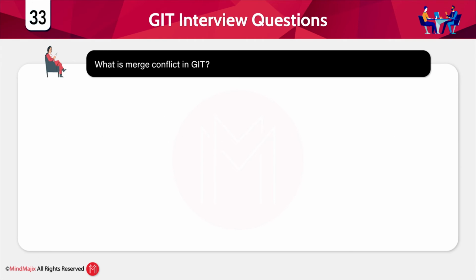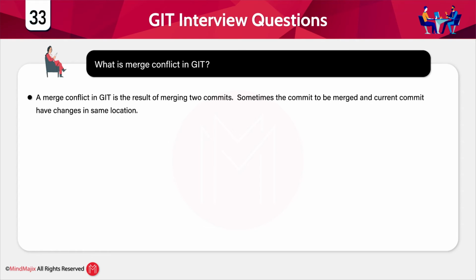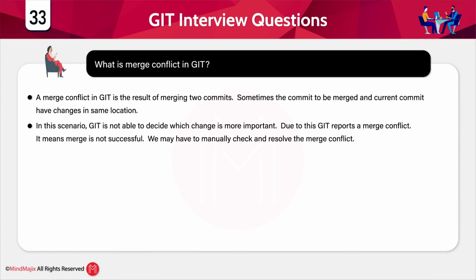What is a merge conflict, guys? A merge conflict in Git is the result of merging two commits. Sometimes the commit to be merged and the current commit have been changed in the same location. In this scenario, Git is not able to decide which change is more important. Due to this, Git reports a merge conflict.